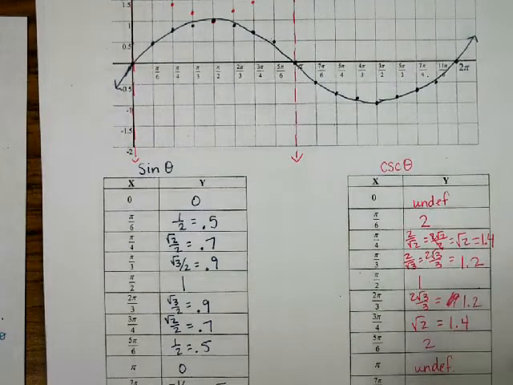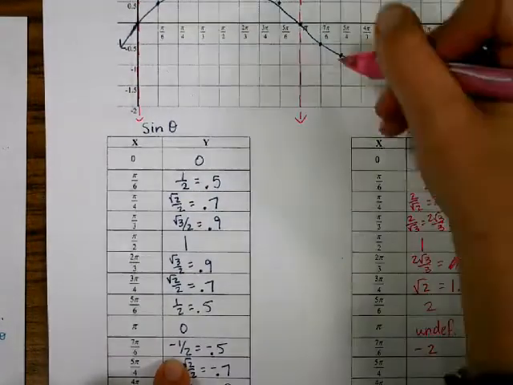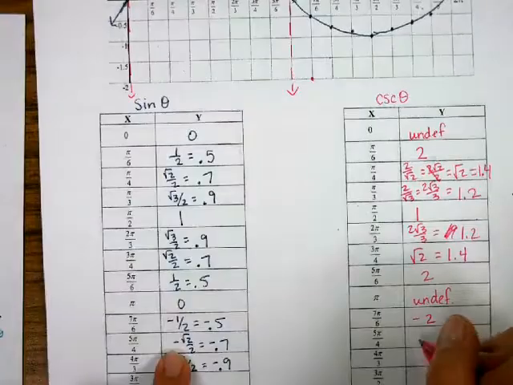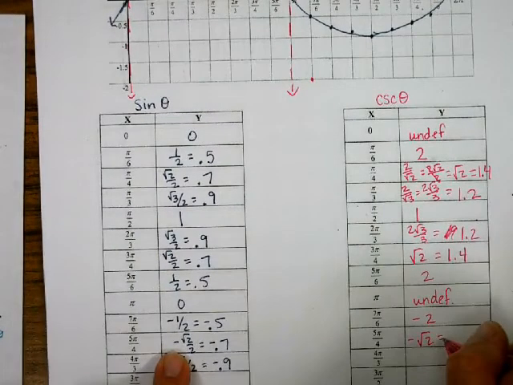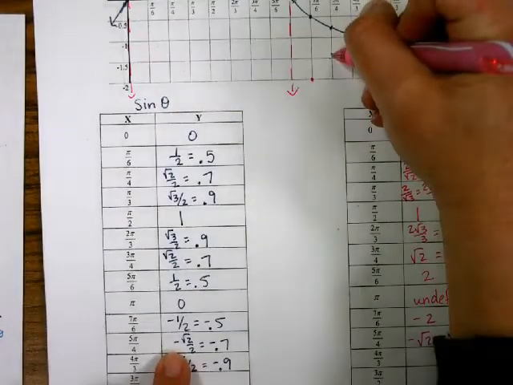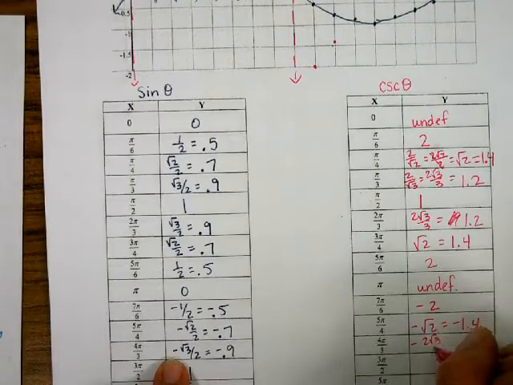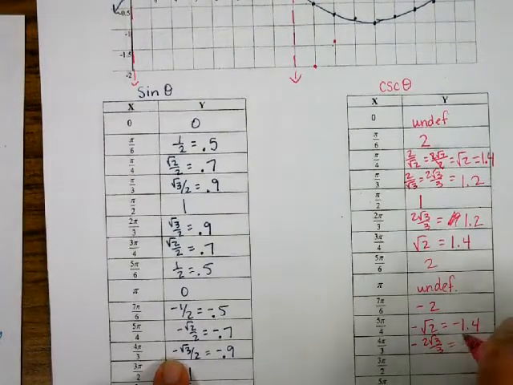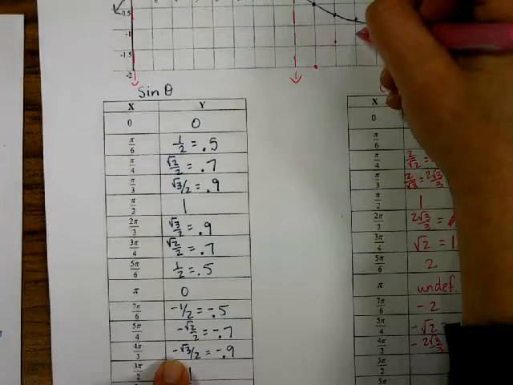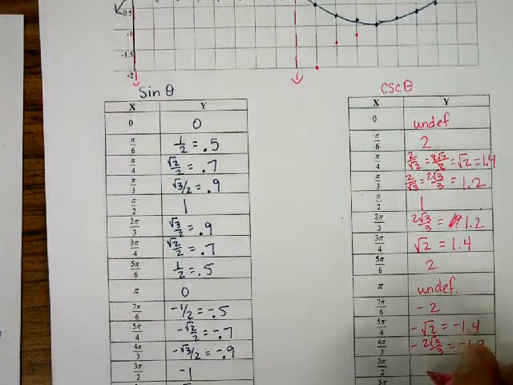7 pi over 6. Flip it over, I get negative 2. 5 pi over 4, I get negative root 2, or negative 1.4. 4 pi over 3, I get negative 2 root 3 over 3, which is negative 1.2. 3 pi over 2, flip it over, I get negative 1.